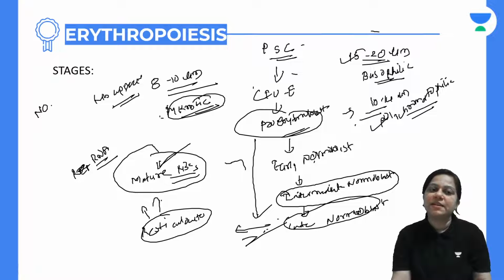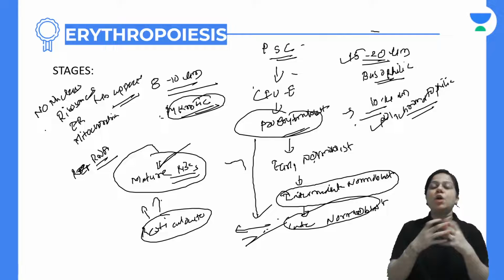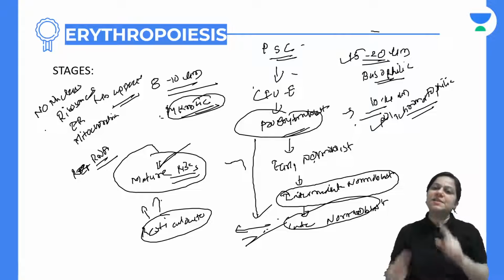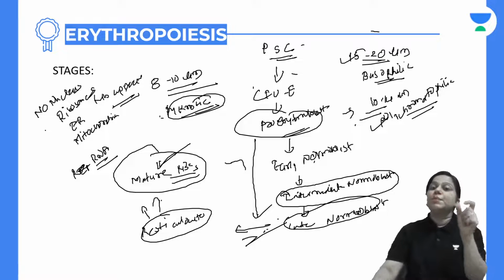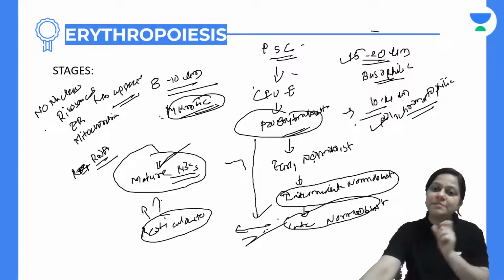Mature red blood cell has no nucleus, no ribosomes, no endoplasmic reticulum, no mitochondria. You will not find anything like a typical cell in a mature red blood cell. So if we want to conclude this entire erythropoiesis, how will we conclude? From the pluripotent stem cell, there will be formation of proerythroblast. The proerythroblast size is very big, 15 to 20 micrometer, and cytoplasm is basophilic.